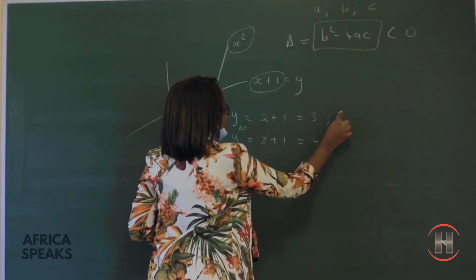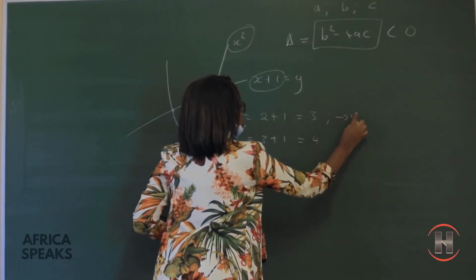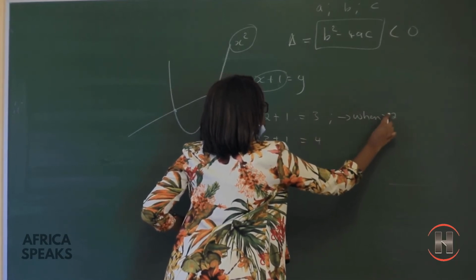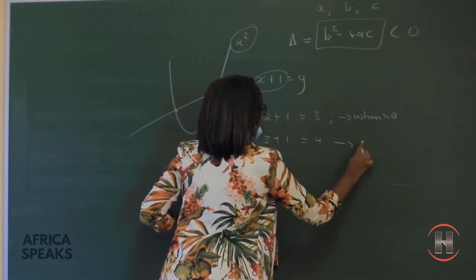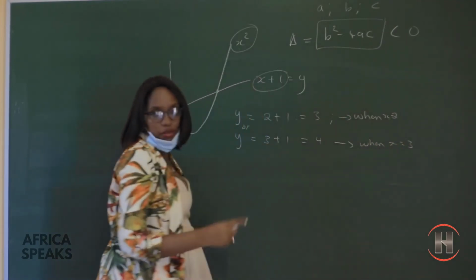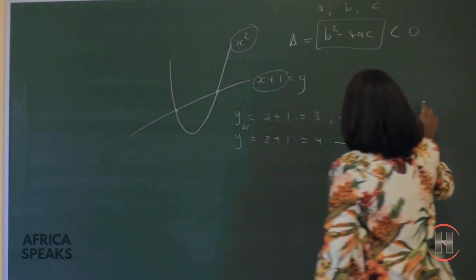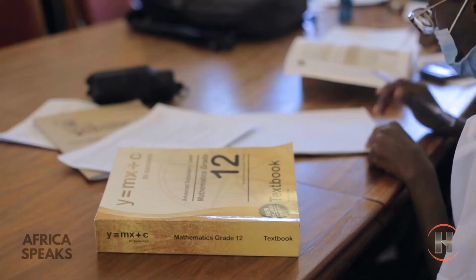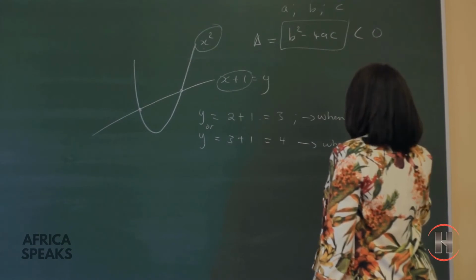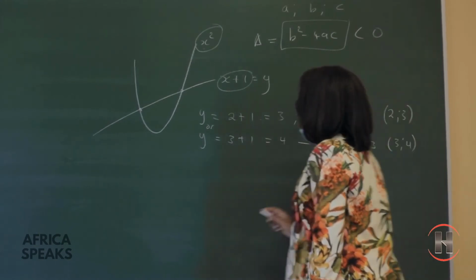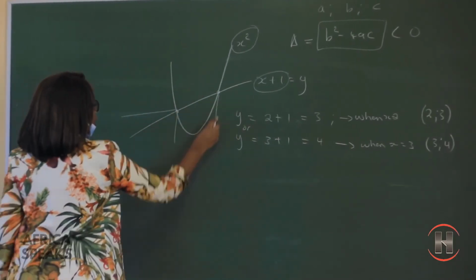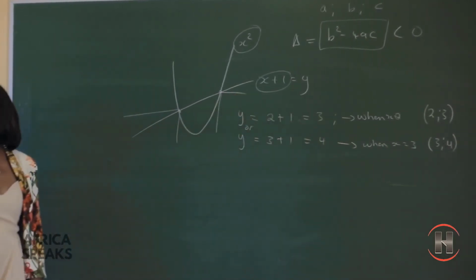This is when your x is equal to 2. And then here is when your x is equal to 3. So if I have to write the coordinate points, that means it's meeting at 2 and 3. And here it's meeting at the point 3 and 4. Are we together? Yes, ma'am. Because here I'll have an x value, a y value, an x value and a y value.